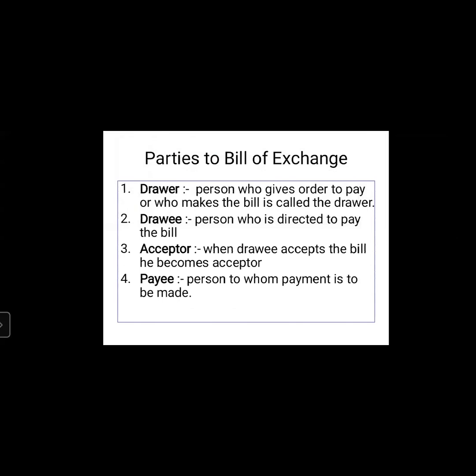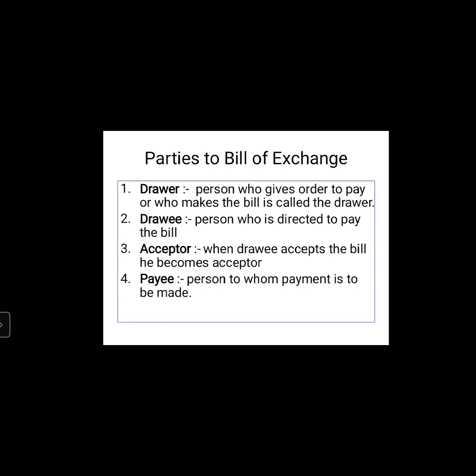Now, under the bill of exchange, there are 4 parties. One is called the drawer. The second party is called the drawee. The third party is called the acceptor. And the fourth party is called the payee. So the drawer is the person who gives the order or who makes the bill. There we have seen that the person who is making the promissory note is called the promisor. Here the person who is making the bill of exchange is called the drawer. The person who is directed to pay the bill is called the drawee.